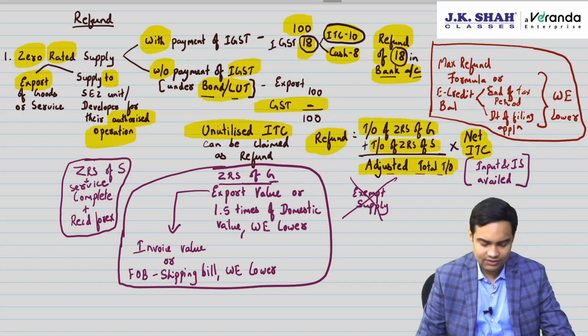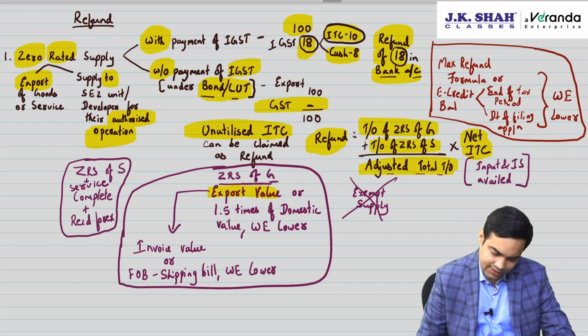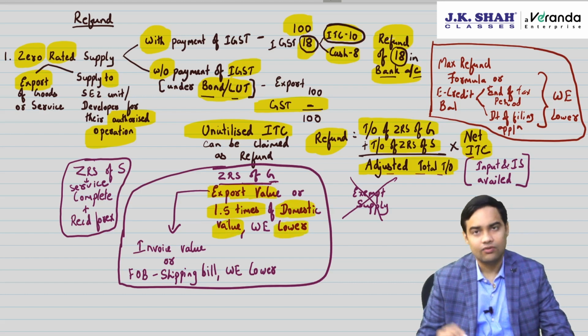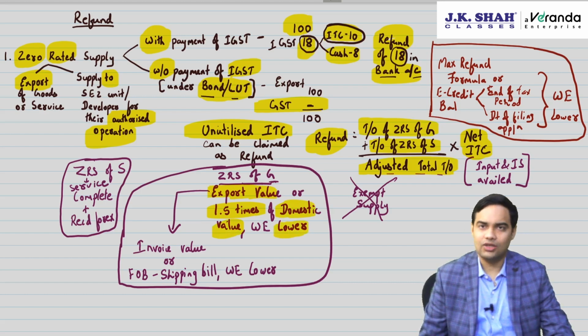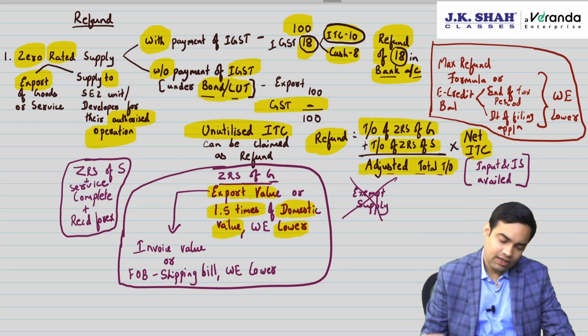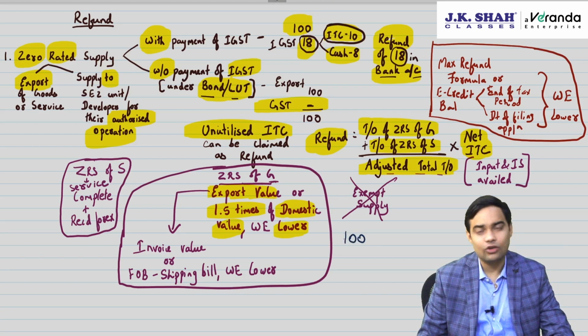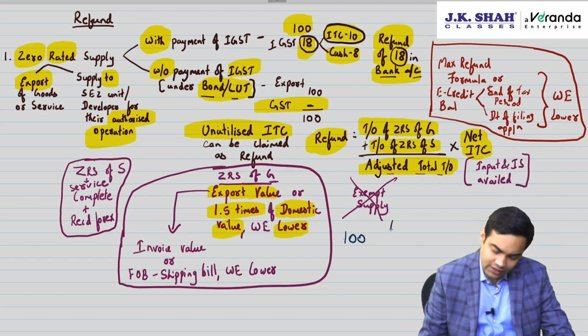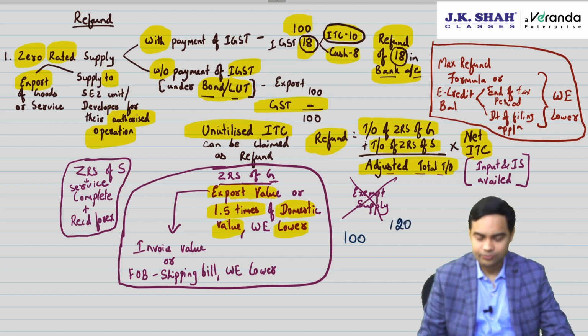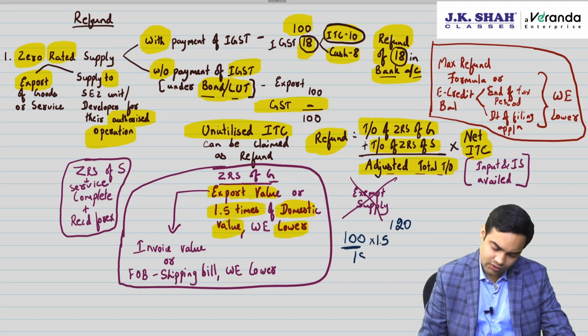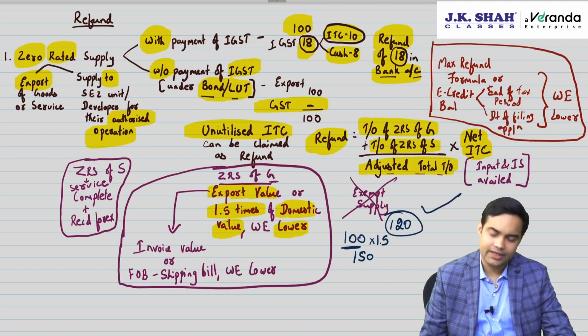Now turnover of ZRS of goods is export value or 1.5 times of domestic value, whichever is lower. First, if you are supplying that product domestically, you use that domestic value. Otherwise, anyone else's value is also permitted. Now, say suppose you export a product worth 100. In the domestic market, you sell for 100 and you are exporting for 120. No problem, because 100 domestic price into 1.5 times comes to 150. 150 or 120 will be considered.